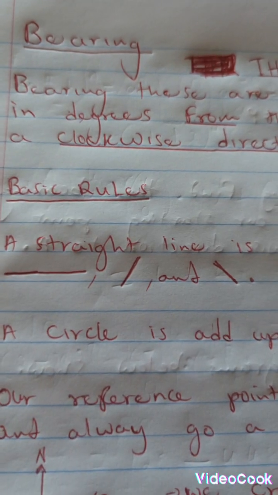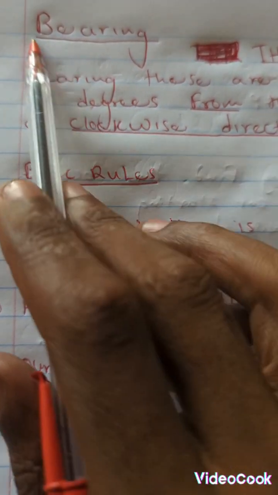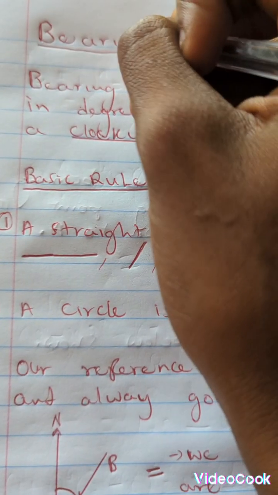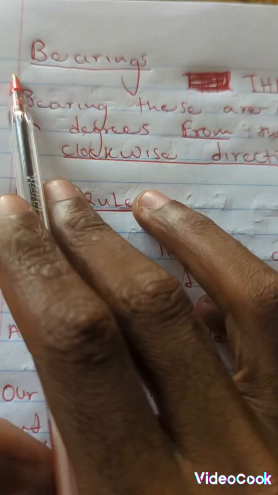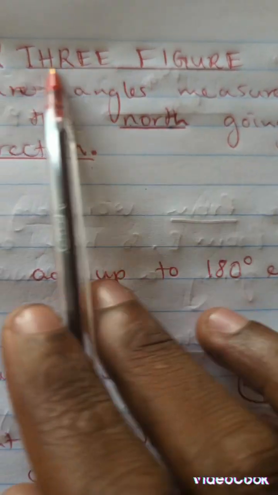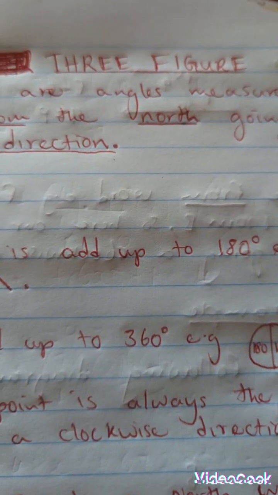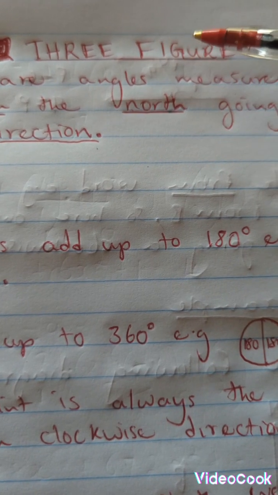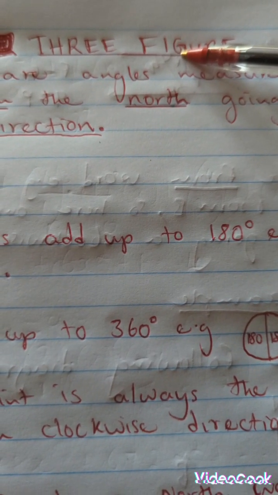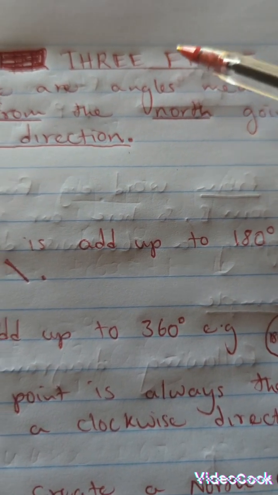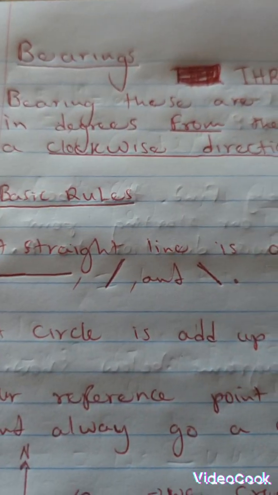Today we're going to learn about bearings. The bearing we're learning today is the three-figure bearing. This three-figure bearing is for all the grades from grade 9 to 12. Now we're going to start.